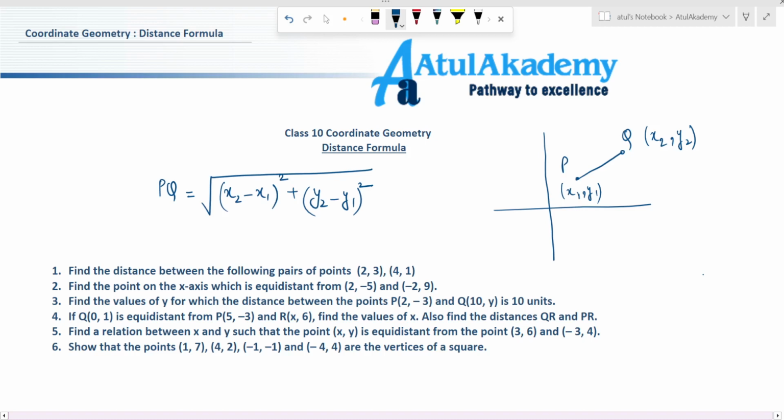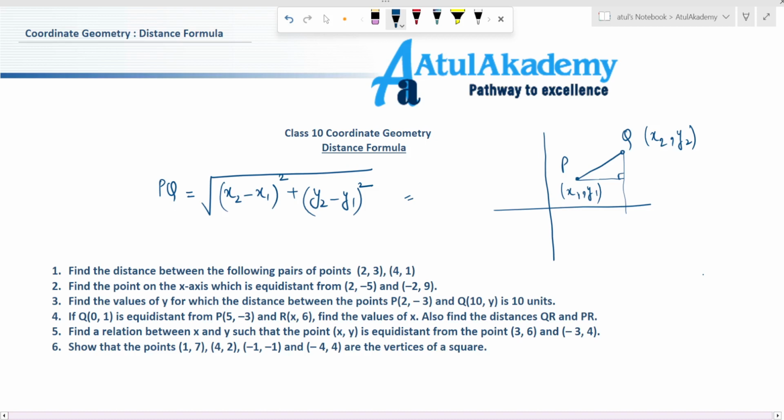There is a derivation for this also, because if you join these two points, it becomes a right angle triangle, and we can calculate this PQ using the Pythagoras theorem, but that's not in your portion, so we are not going into that. This is the formula that you need to remember.